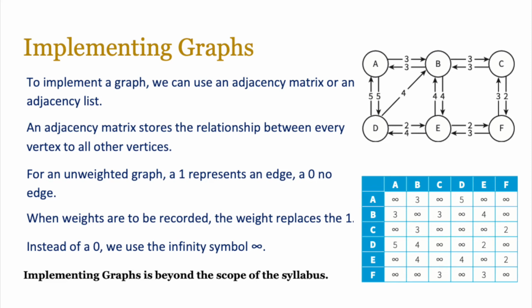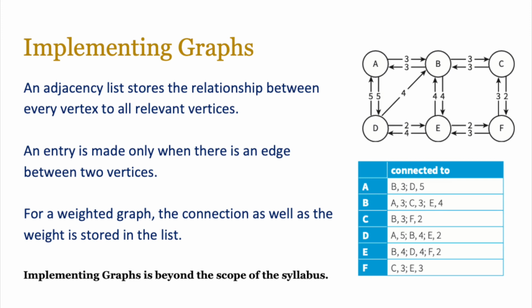Now, if you look at the weighted graph at the top, A, B, C, D, E, and F, we can create a matrix, and the distance between A and B is 3, but the distance between A and A, which is basically 0, is represented by an infinity. So it's pretty straightforward. All you need to do is just have the column headings and the row headings, and then just map the distances between them.